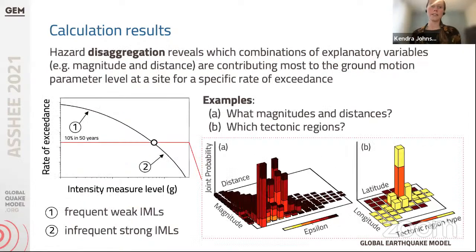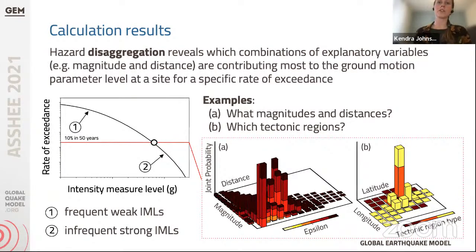And the last example here is the hazard disaggregation. This is no longer a derivative of the hazard curve, but something that helps us to understand the hazard curve. Disaggregation reveals which combinations of explanatory variables, for example, magnitude and distance, are contributing most to the ground motion parameter level at one site for a specific rate of exceedance.